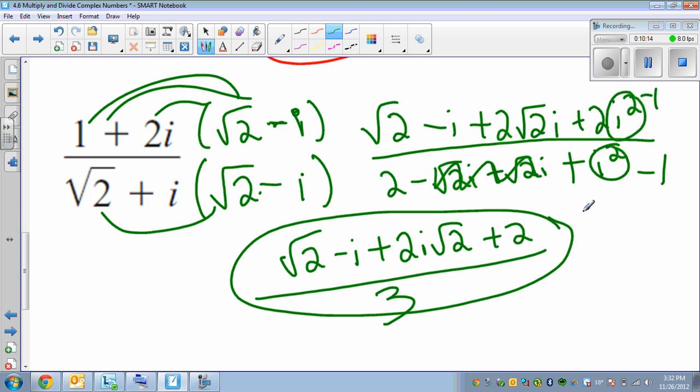So, there's a video on multiplying and dividing. The next one that we're going to do is on absolute values and graphing. Graphing complex numbers. So check for that tomorrow, and we'll see you in class.